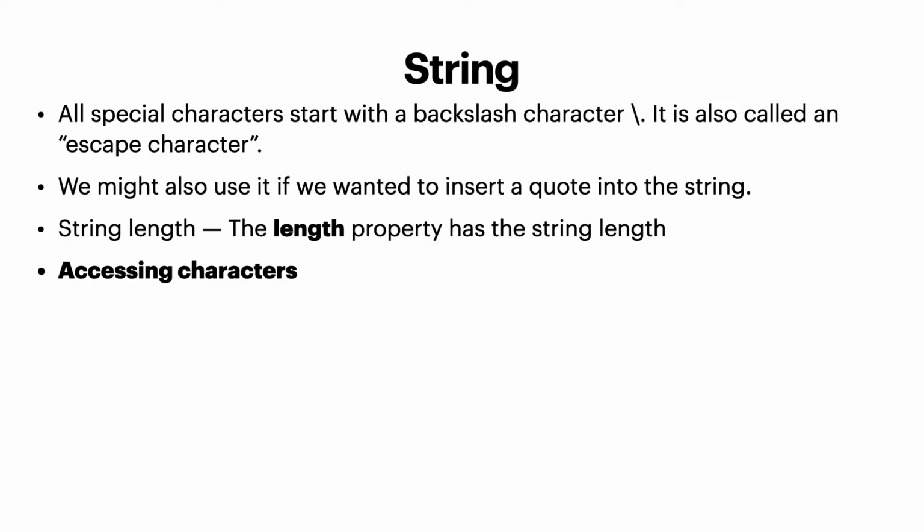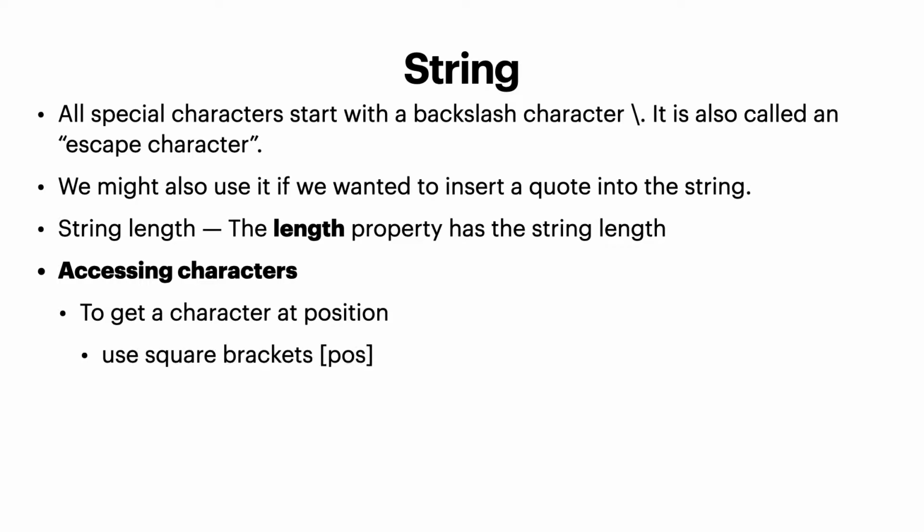Now let's talk about accessing characters. To get a character at a specific position, we can use the square brackets and identify the position of the character that we want to access, or we can simply call the method called string.charAt, and then pass the position. That is a number, and it will give us that specific character. Also keep in mind that the first character starts from position 0.